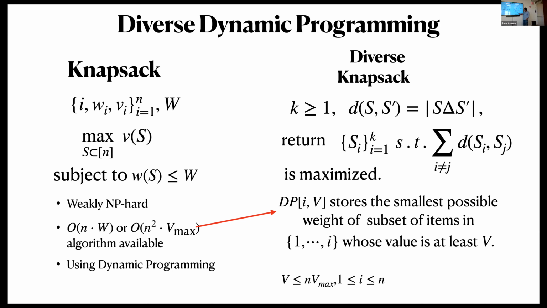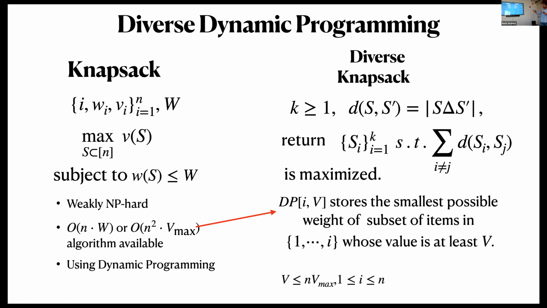Well, I make a table. DP is sort of the table. It'll be parameterized by two indices. The first will be a value I, which will range from 1 to n. And the second will be a value V, which will range from 0 to n times the maximum value of any single object. And what does this entry in the table store? It stores the smallest possible weight, where I restrict the items only from 1 through I, not all n items. And I also want their value to be at least V, and subject to these two, I want the smallest possible weight.